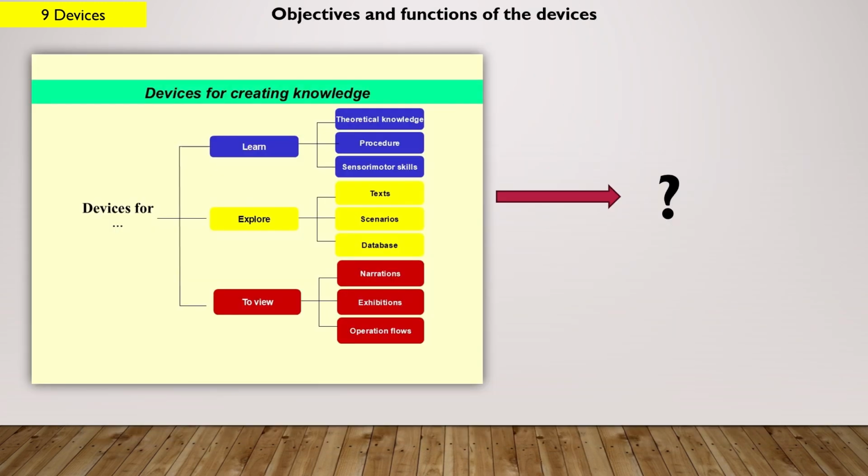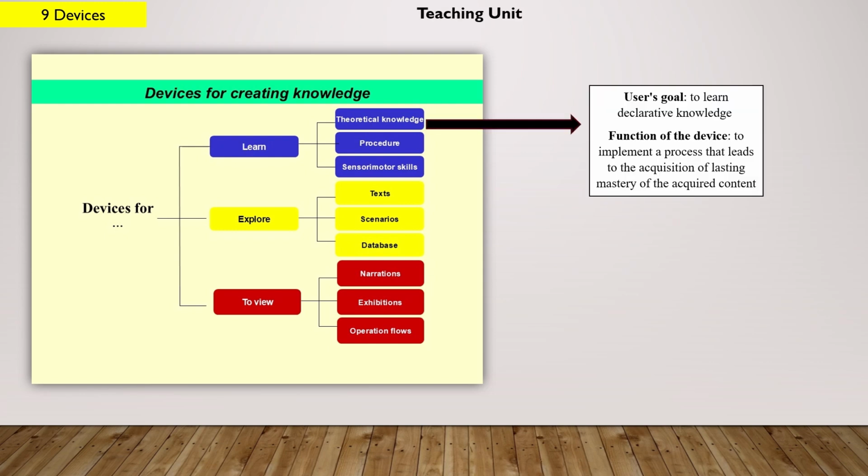But what are the specific objectives of the devices and what are their respective functions? Let's examine them starting from the table presented alongside. Device teaching unit. User objective: to learn declarative knowledge. Device function: to implement a process that leads to the acquisition of lasting mastery of the acquired content.